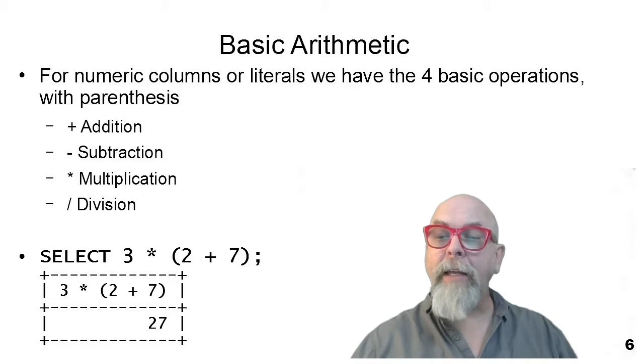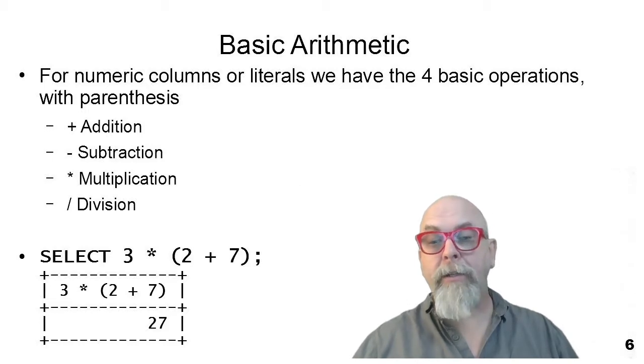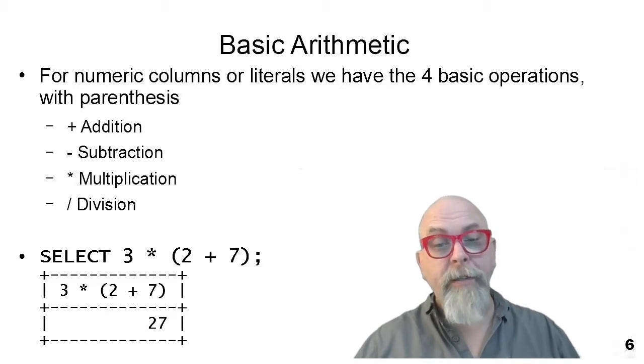In the select statement you see at the bottom of the slide here, I'm doing select 3 times the quantity 2 plus 7. SQL allows for parentheses to change the default order of operations. Notice there's no from table name. So this is the simplest of all selects. It just does a bit of math for you.